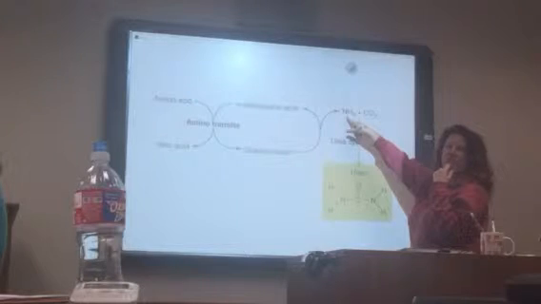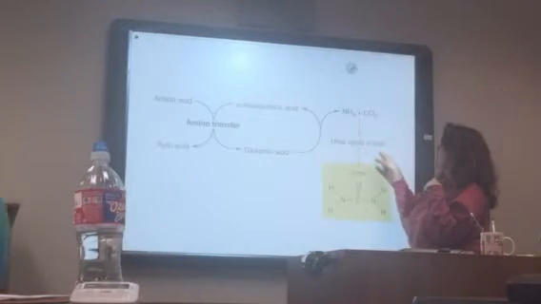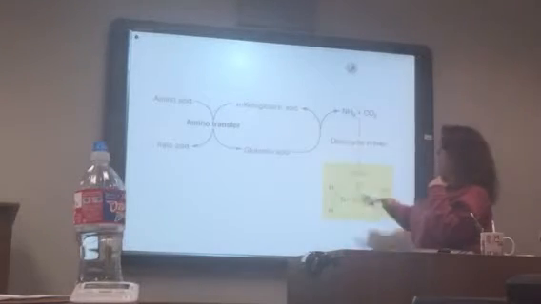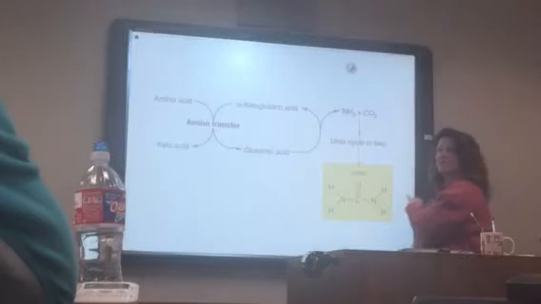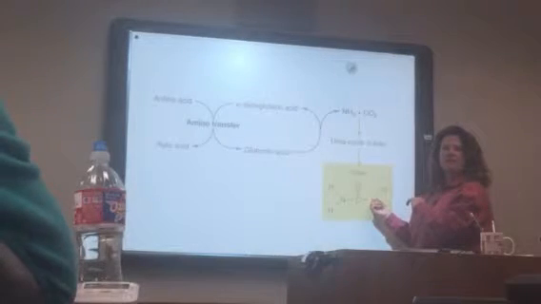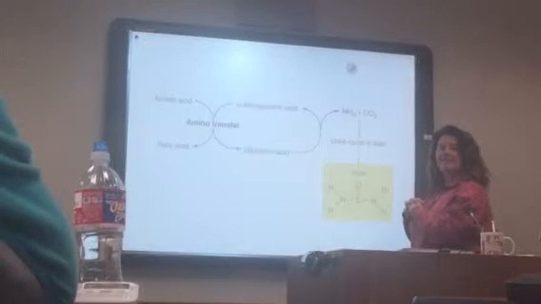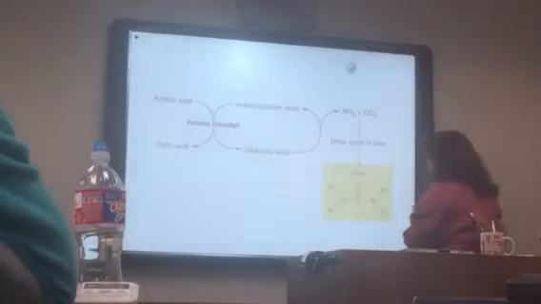Ammonia is toxic to the nervous system. It needs to be removed. So the liver turns it into urea. So there's our nitrogens. And then where does urea go? Notice it's yellow. Into the urine. Yeah, that's what urea, urine. That's where the word came from.